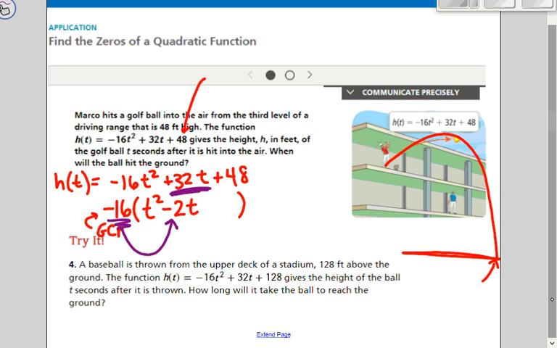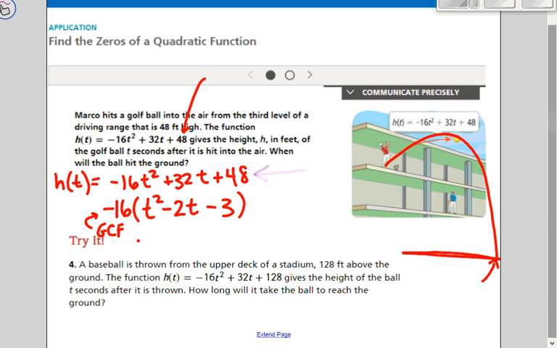Then you're going to do the same with the 48. It's like you're taking the 48 divided by negative 16, and that should be negative 3. You can always check your greatest common factor process, your factoring, by redistributing it and making sure that you get what you had. And I think it works out. Negative 16t squared minus 2t minus 3.